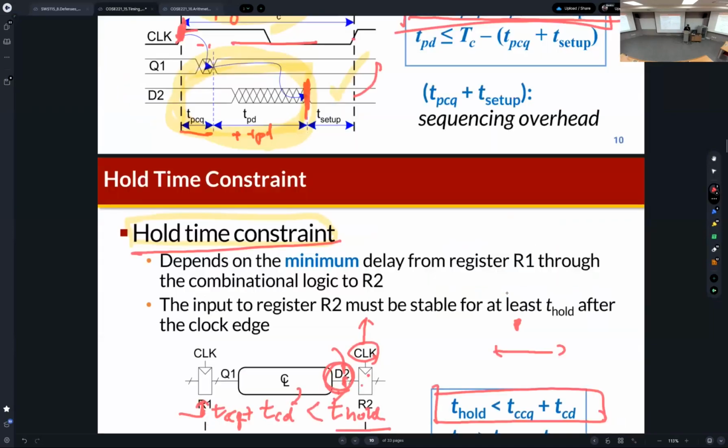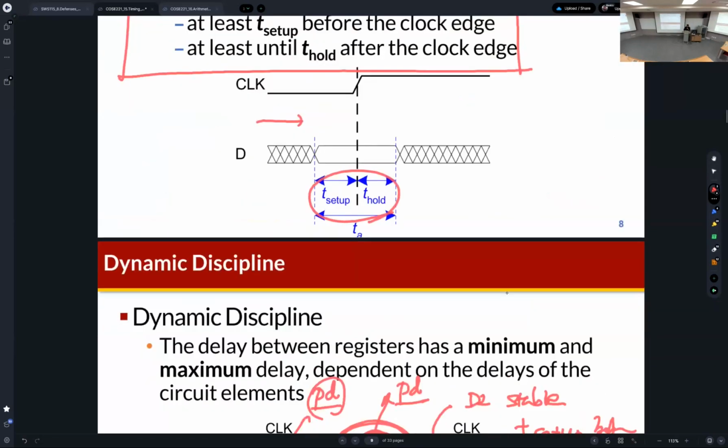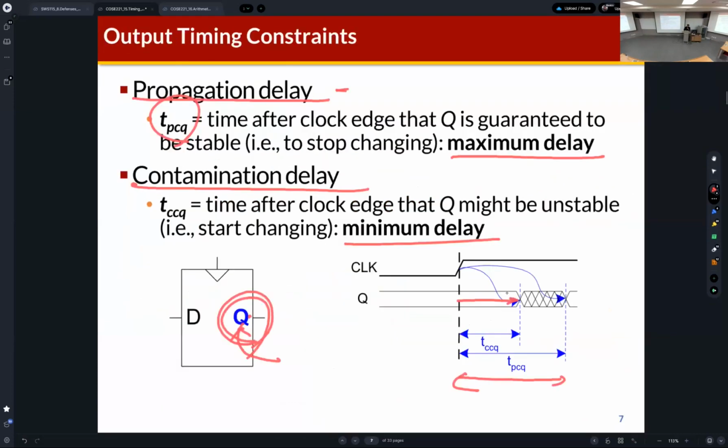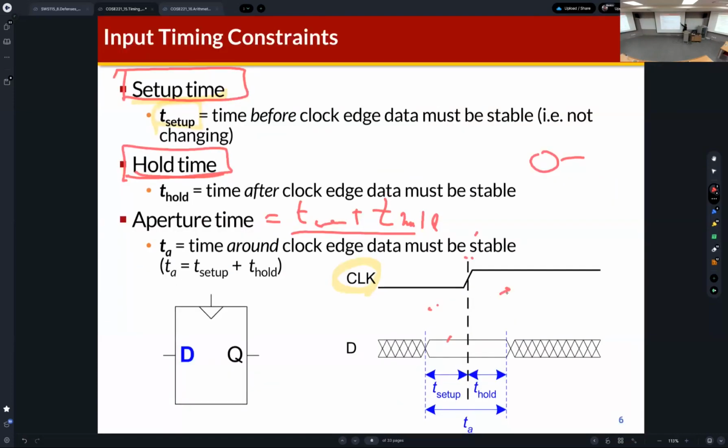When we consider the delay of this system, then we need to consider the timing characteristics of the flip-flop, right? So you need to remember the definitions of both setup time and hold time. And please remember this figure.